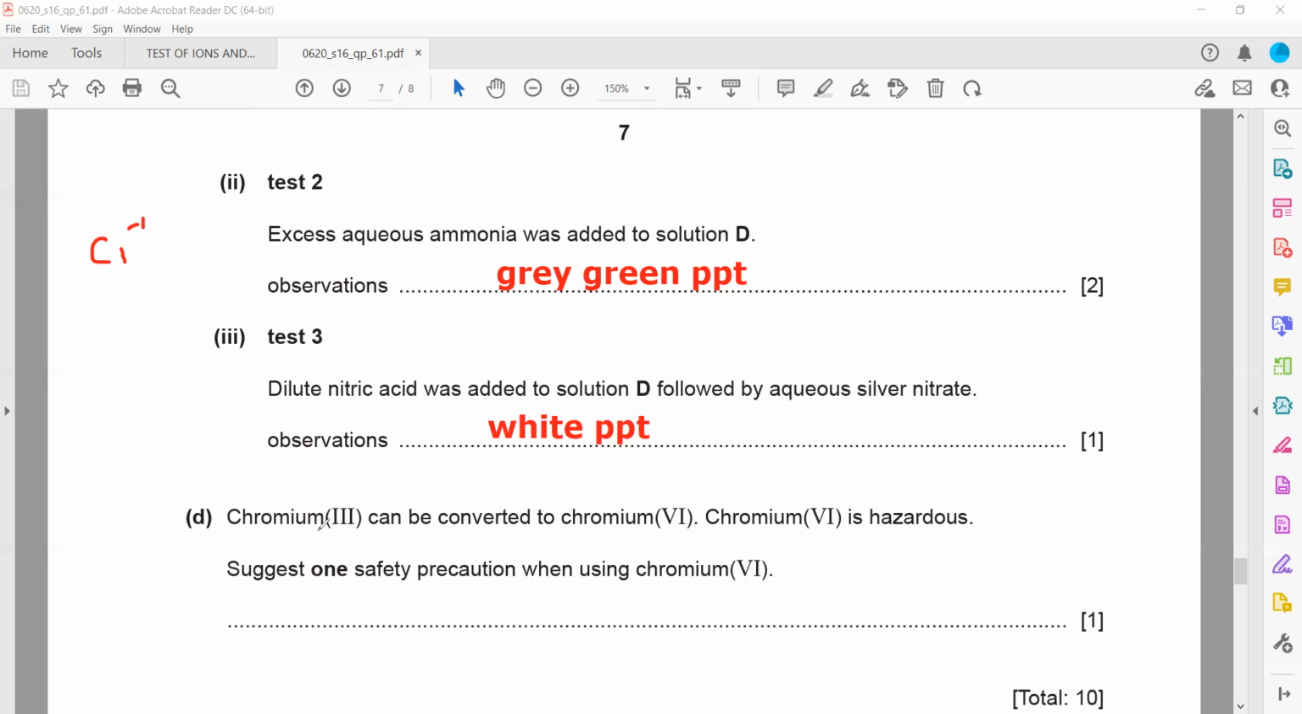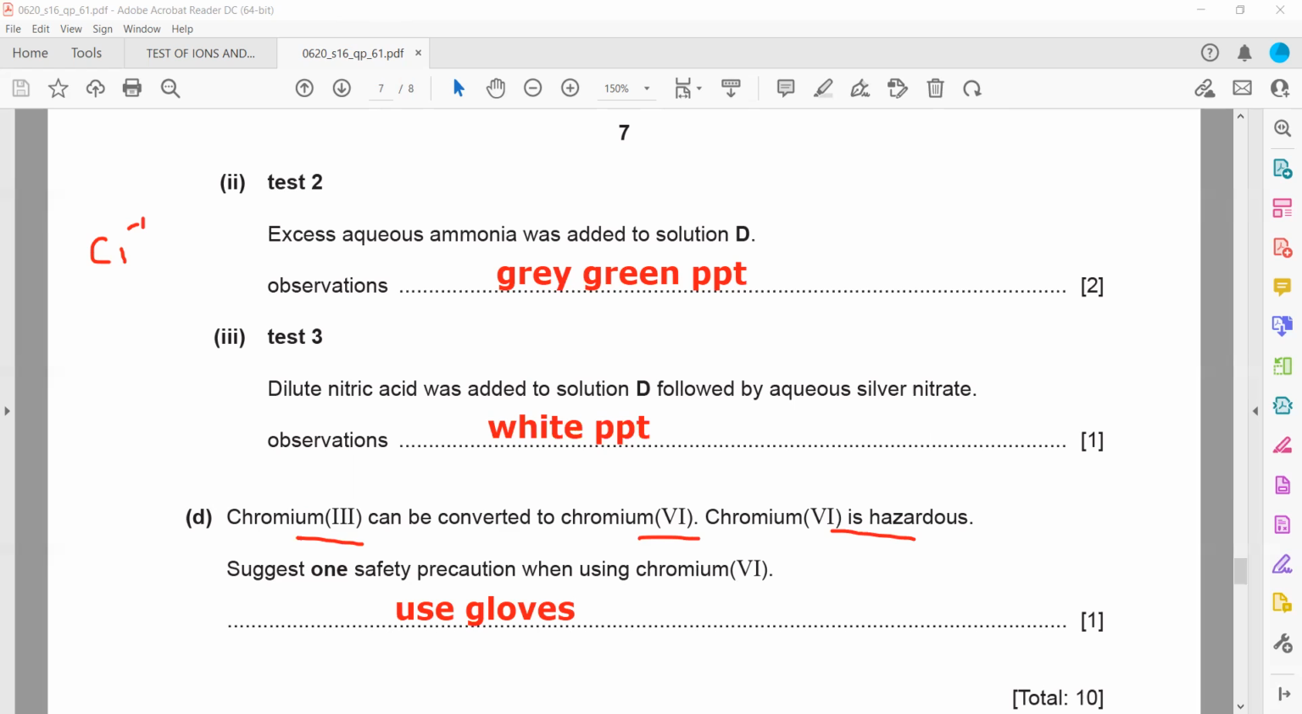Then chromium 3 can be converted into chromium 6. Chromium 6 is hazardous. State 1 safety precaution. So you can write green precipitate, that is correct. Because you are using something hazardous, you can mention use gloves, wear goggles. So using gloves or wearing goggles will reduce the effect.